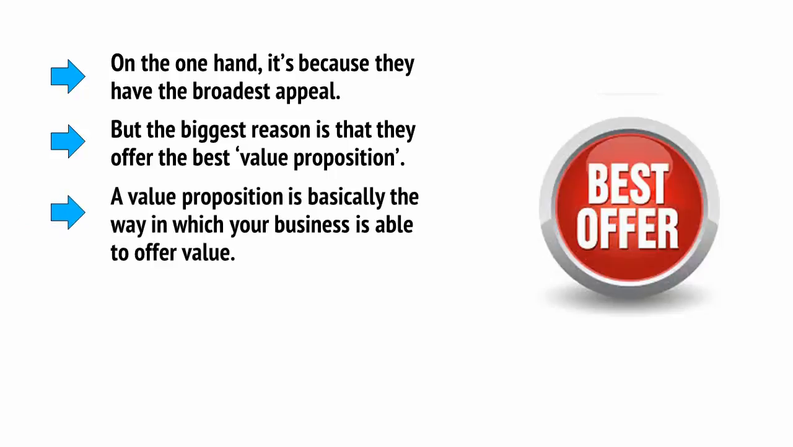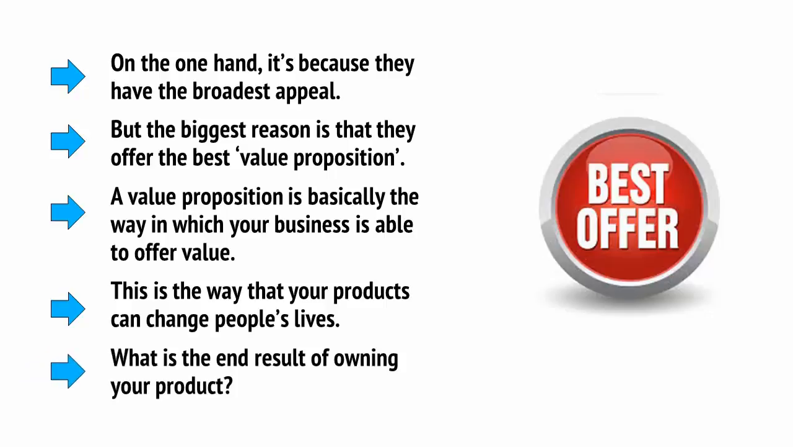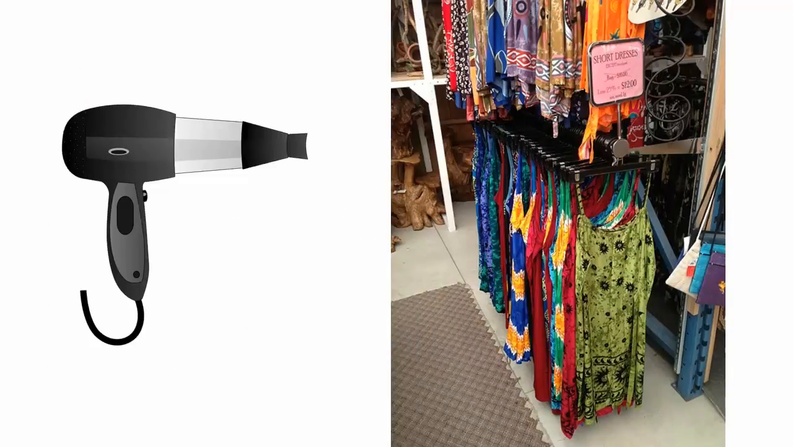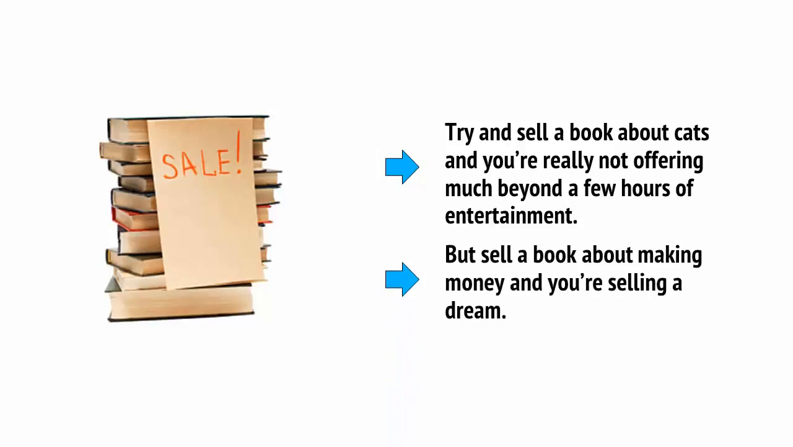A value proposition is basically the way in which your business is able to offer value. This is the way that your products can change people's lives. What is the end result of owning your product? If you're selling a hairdryer, then what you're really selling is the convenience and dry hair. If you're selling clothes, then what you're really selling is the ability to feel good about yourself, to look sexy, and hopefully to thrive in your career and in dating as a result. This is what sells. Try and sell a book about cats, and you're not really offering much beyond a few hours of entertainment. But sell a book about making money, and you're selling a dream.